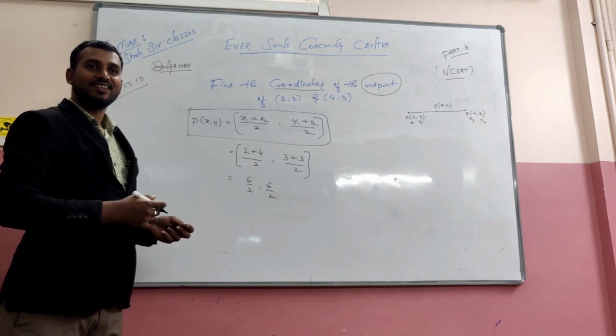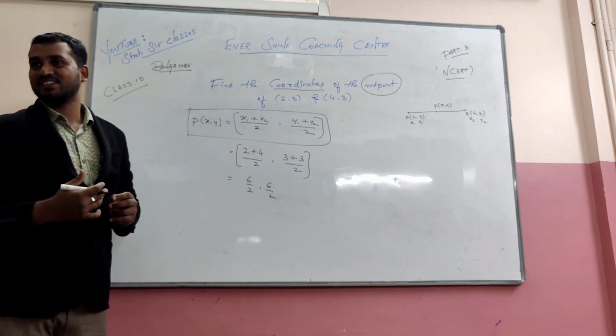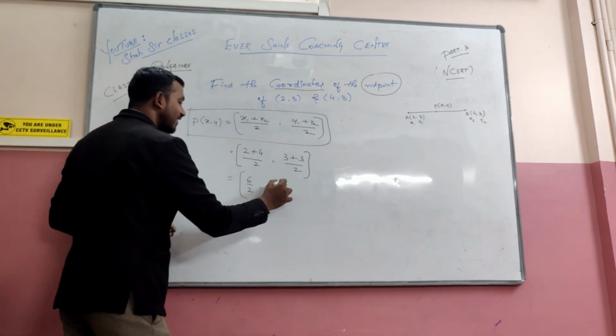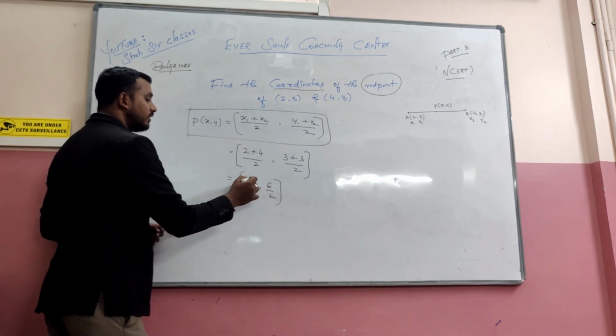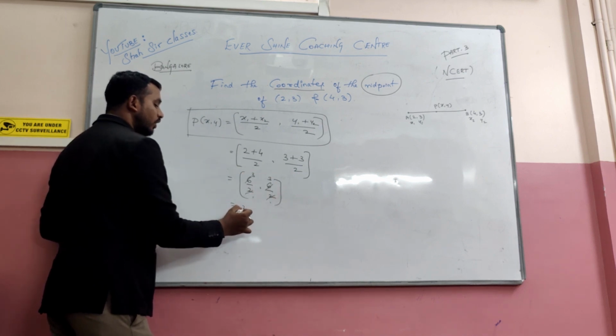Concentration. Checking the concentration. Okay, come to the point. 2 ones are 2, 2 threes are 6. What is the coordinates?